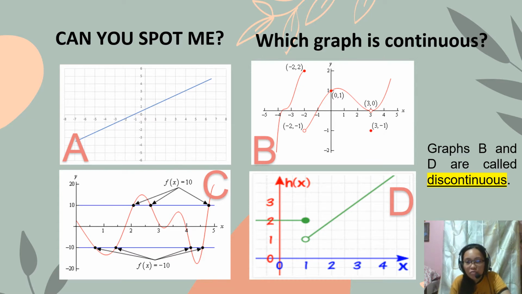And we also have graph D. When you try to trace it, you cannot trace it smoothly because at the middle, when x is equal to 1, there is something wrong here, meaning there is a break in the graph. Graphically speaking, when you try to inspect this graph, it's very obvious that the graphs are discontinuous. Okay, I hope you understand this part.